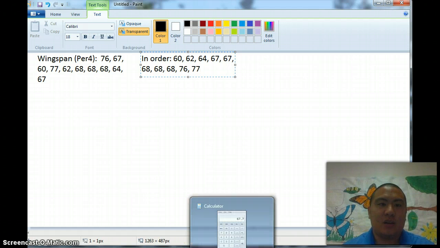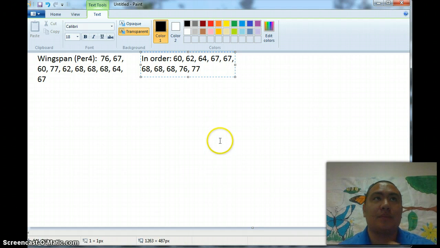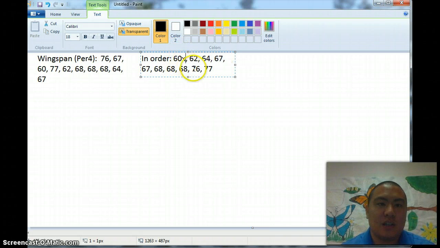Now, when we're looking for the median, what we want to do is find the middle number. So when they're all in order, we're looking for the middle here. I can cross off 60 and 77, putting an X next to each, saying I looked at them. Then 62, 64, 67, and 68 from the other side, and now I have 67 and 68, which are both looked at.